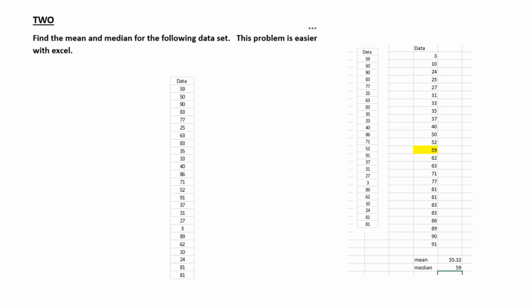Number two, you're to find the mean and median. If you add the numbers together and divide by the number that you have, 25, you get a mean of 55.32. Now you have to sort the data to find the median. I did it from smallest to largest, and you say 25 plus 1 is 26, divided by 2 is 13. You can count down, and the 13th number is 59, so the median is 59.